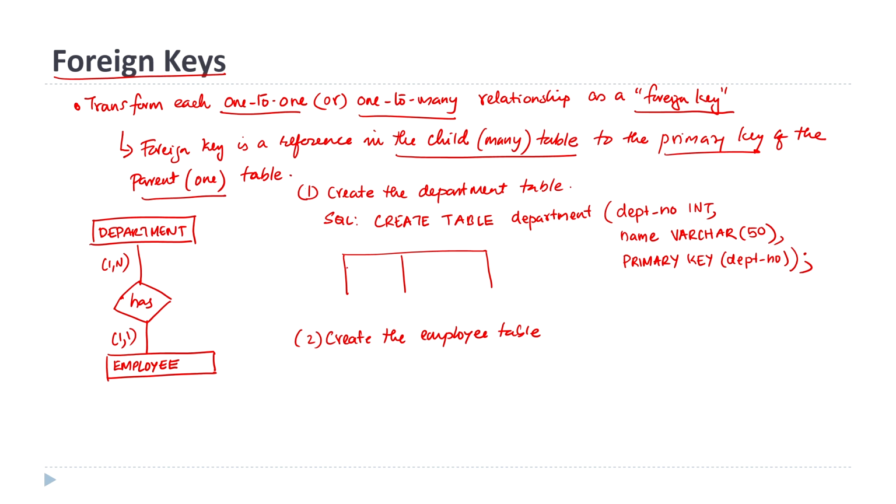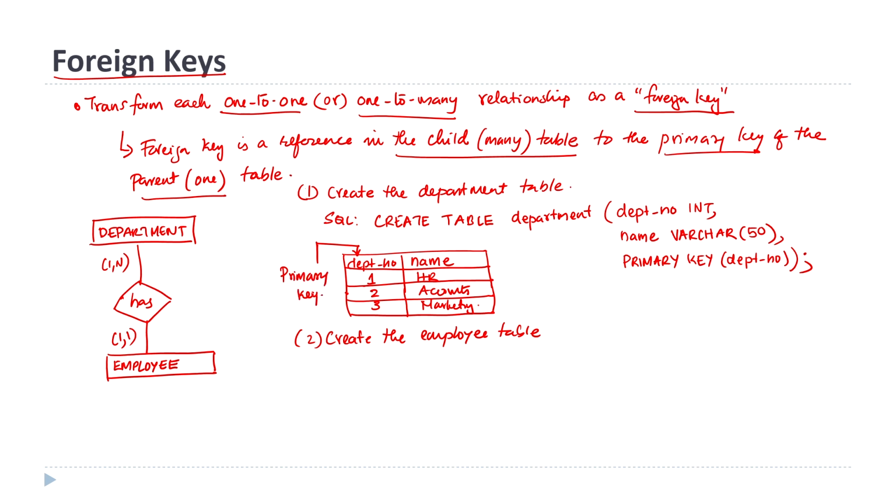If you think about it, department_number and name. So, I may have department number 1 HR, department number 2 accounts, department number 3 marketing, etc. Each row is an example of a particular department. So, this department number 1, 2, 3, this is the primary key.